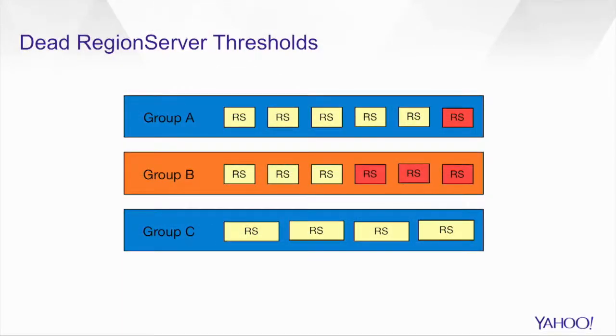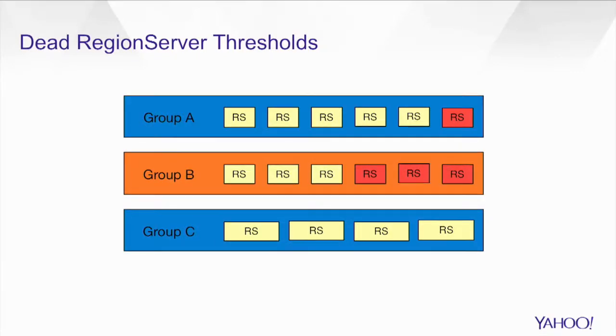Next is we added dead region server thresholds. What this means is that whenever you provision a group for a tenant, we usually provision a little slack in the event of servers potentially dying. And so when there are too many servers that die, that means there is no longer enough capacity in that region server group to support that workload.